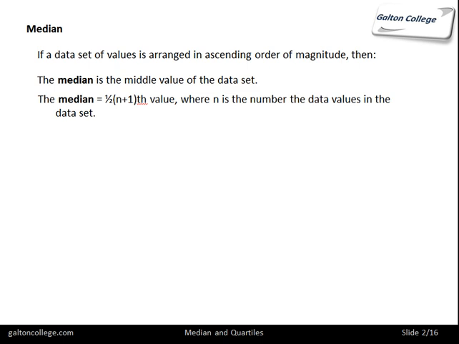If a data set is arranged in ascending order of magnitude, then the median is the middle value of the data set. We calculate that from the number of items in the data set. So let's say we've got 9 values in the data set. 9 plus 1 is 10. Half of 10 is 5. So the fifth element in the data set is the median. It's halfway.